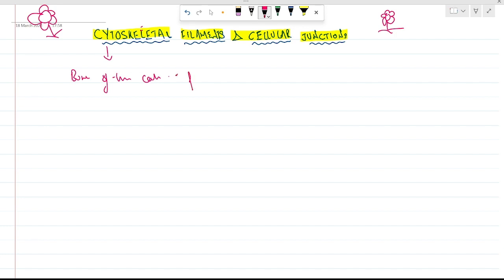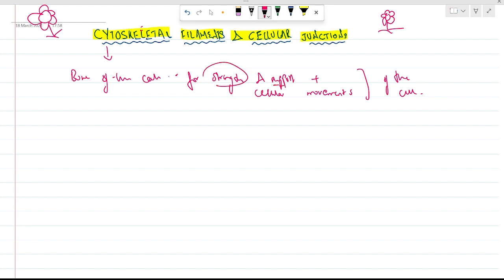It's required for strength and support, also combined with the cellular movements of the cell. The cytoskeletal filaments are important for the strength and support as well as the movements of the cell.